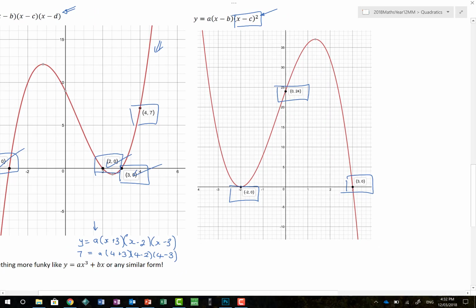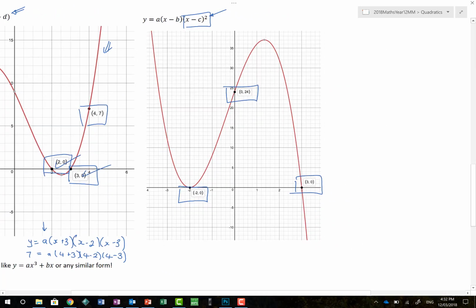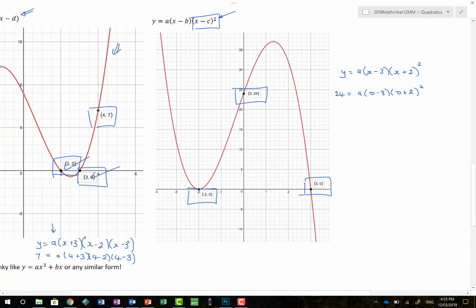Thank you very much. So formally restating this, what would we have? We'd have y is equal to a. Remember, I don't know what the dilation is. I'm going to be able to find that out later. x minus b. Now, it's got to be the one that's not the repeated root. So in this case, it's going to be minus 3. And then x plus 2 all squared. We've got all the information we need there. I would then substitute my value of 0, 24 in. So 24 is equal to a, 0 minus 3, 0 plus 2 squared. And I would find my value of a and then restate my equation.